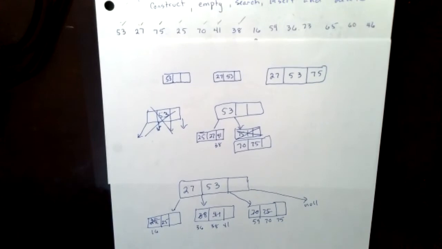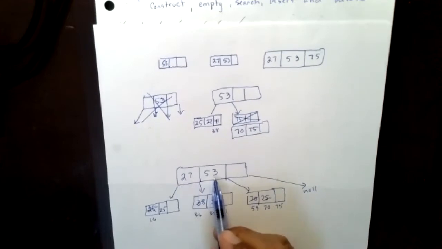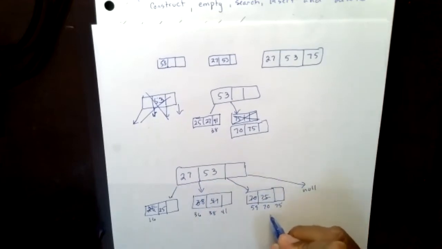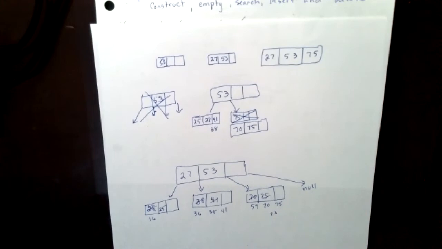I now want to add 73. What happens when I add 73? Well, it's greater than 53. It's going to try to come down to this group. What's going to happen to this group?